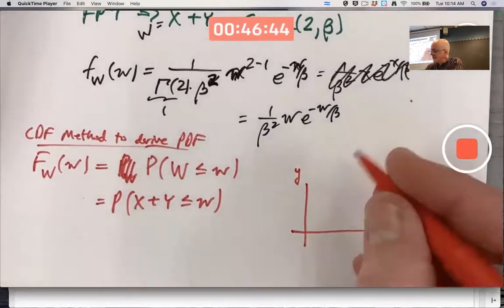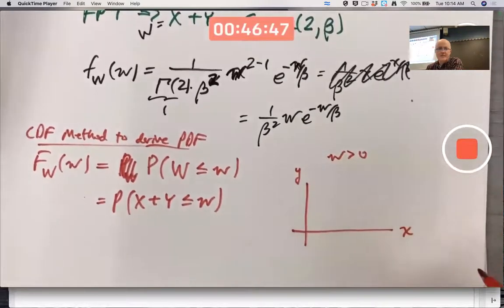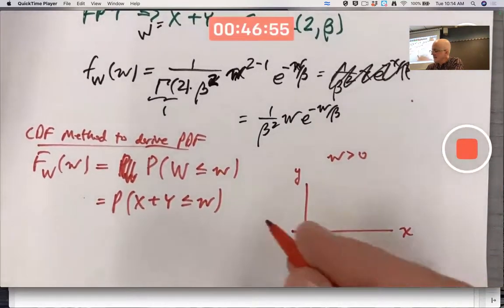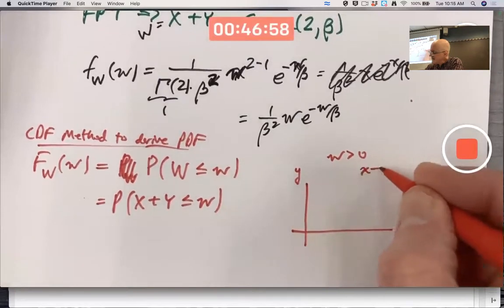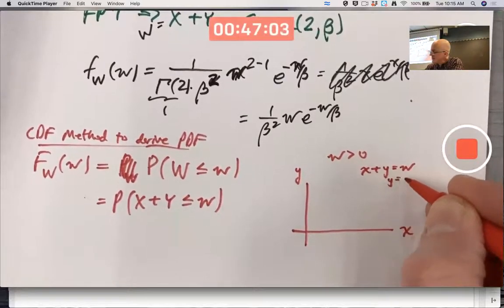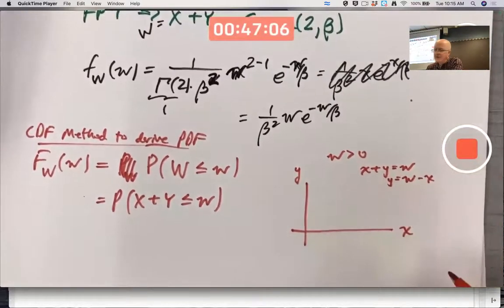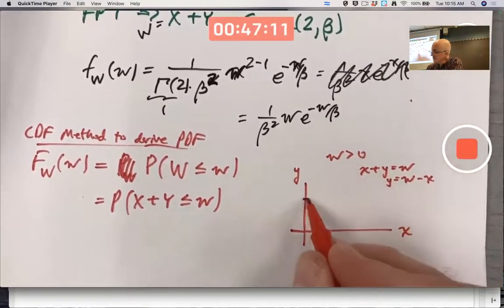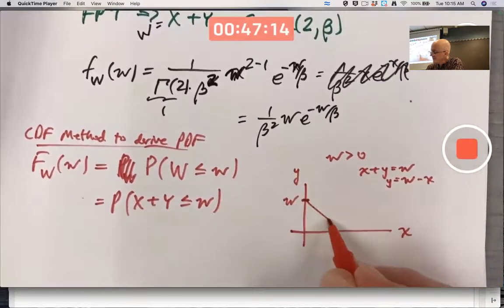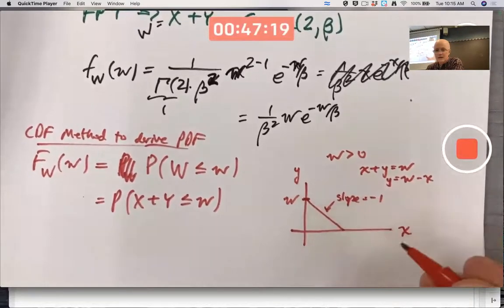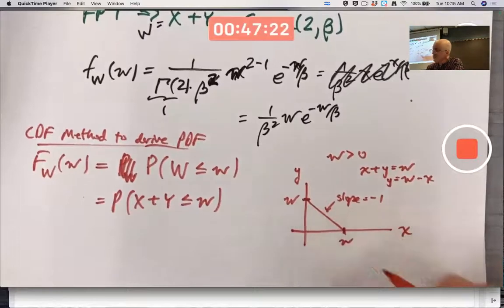W is fixed, say W is positive. X and Y are exponential, so it makes sense to restrict your attention to where W is positive. The line little x plus little y equals W is the same as the line y equals W minus x. It's a line with a slope of -1 and a vertical intercept of W. And in fact, because the slope is -1, the horizontal intercept will be W as well.